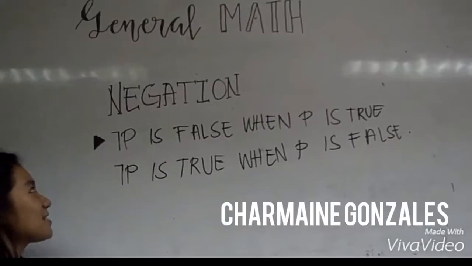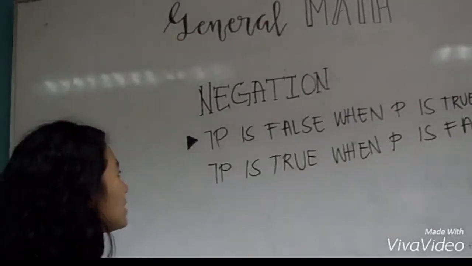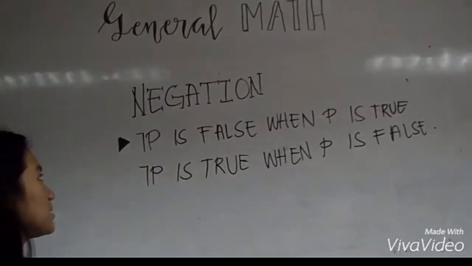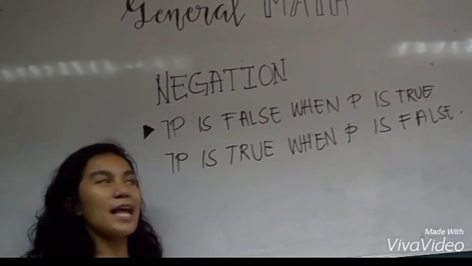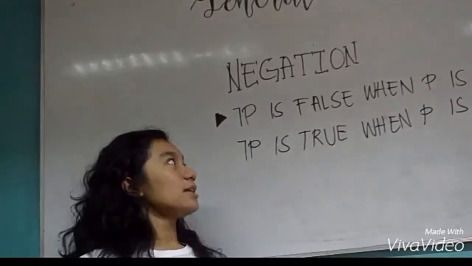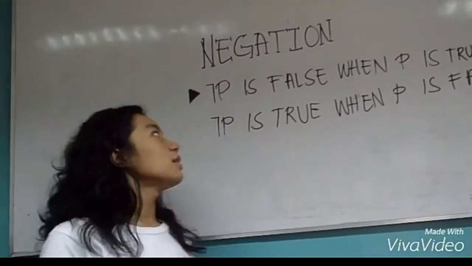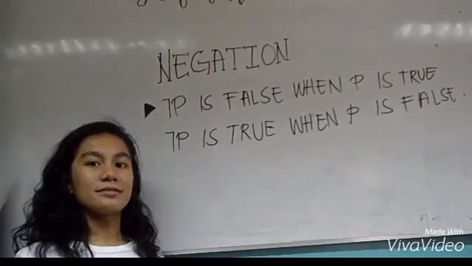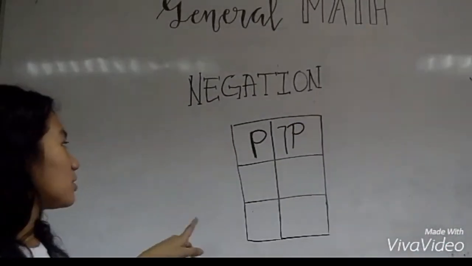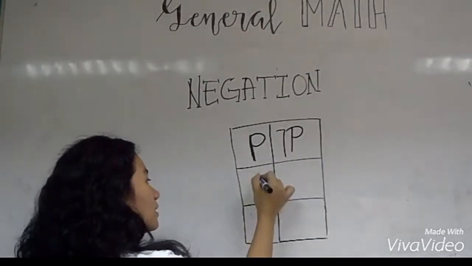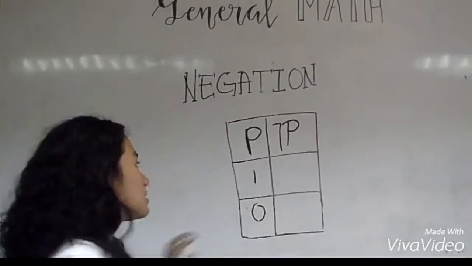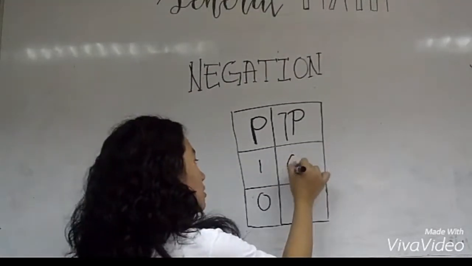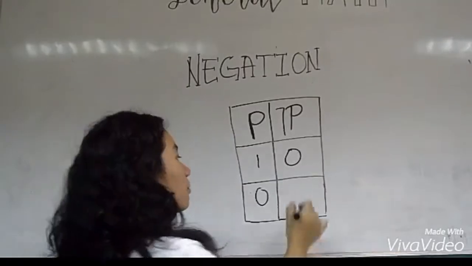So guys, ang i-discuss ko ngayon is negation. Negation, not P is false when P is true. Not P is true when P is false. So sa negation, baligtaran lang siya. If yung not P is false, then yung P is true. And if yung not P is true, then P is false. Sa table naman ng negation, yung P natin is 1 and 0. Sa not P, dahil kabaligtaran lang siya, yung 1 magiging 0, then yung 0 magiging 1.